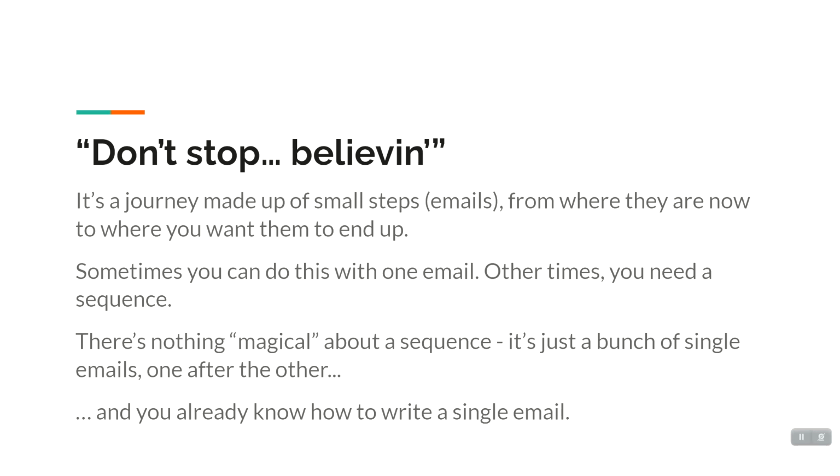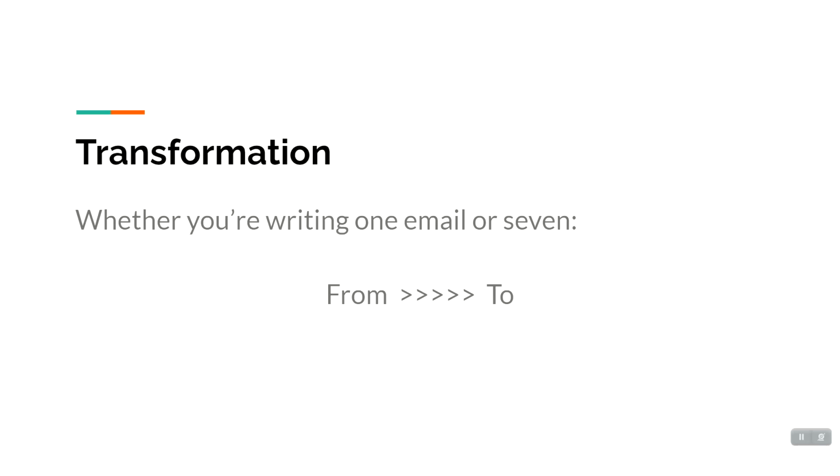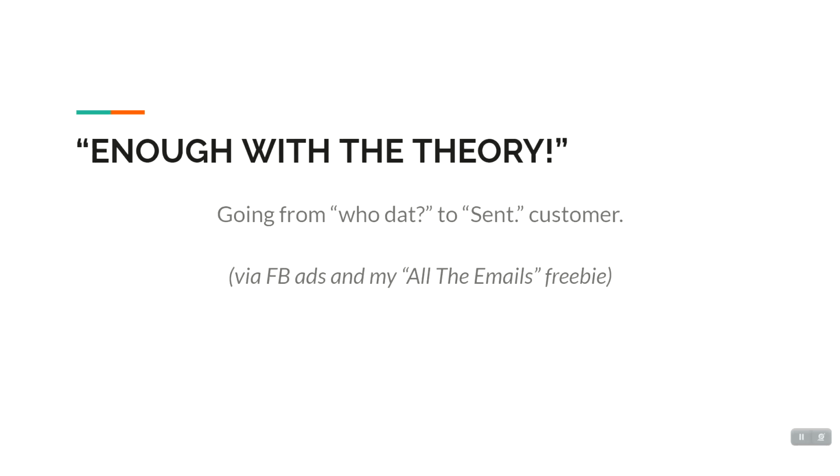But it's always worth remembering that there's nothing magical about a sequence. There's nothing complicated. There's nothing out of the bounds of the skills you already have. A sequence is just a bunch of single emails, one after the other. And as I say, you already know how to write a single email. So whether you're writing 1 or 7, it's this idea of starting off with them in one place, mentally, physically, and then moving them to something else. What do we want them to do? And another benefit is focusing on the transformation. If we know where they are and we know what we want them to do, we can spot what's in the middle, the questions we need to answer.